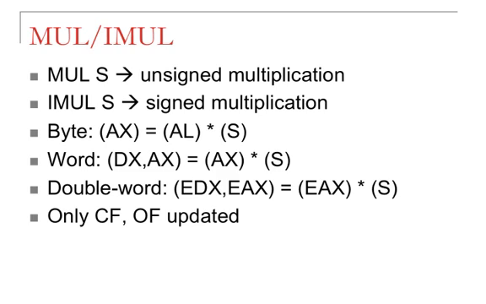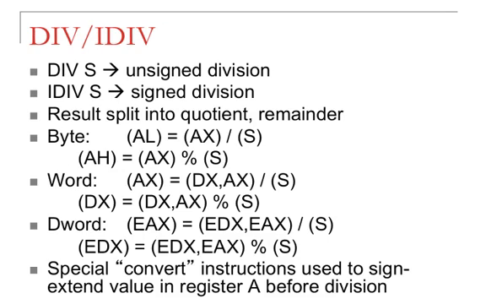For the word, if the source is a word, we're going to use AX as the other operand, and we know the product will be a 32-bit number. The upper 16 is going to be in DX and the lower 16 is going to be in AX. For double word, it's similar, so we're going to use EAX as the other operand, and we use EDX and EAX together to store the final product. Only the carry bit and overflow flag will be updated.